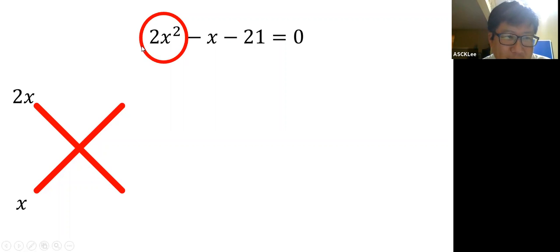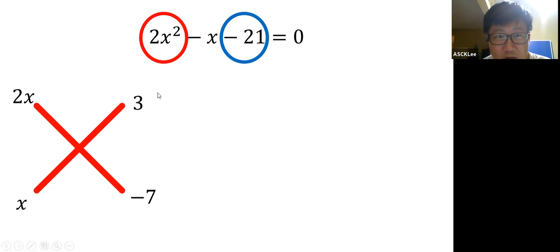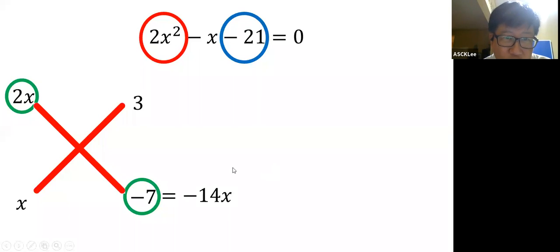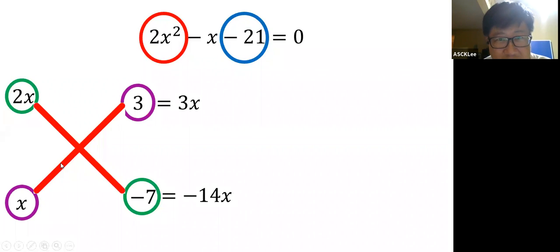So here you have a 2x squared, which is 2x times x. You have a 2 here because you have a 2x squared. Remember, it used to be just x and x, but it can't be now because there's a 2x squared. So it's 2x times x. Here you have a minus 21. Let's try 3 and minus 7. 3 times minus 7 is minus 21. And let's see how this works out. Here you have 2x times minus 7, which is minus 14x, and x times 3, which is 3x. When you total that up, it's a minus 11x. You want a minus x. So that's not going to work out.